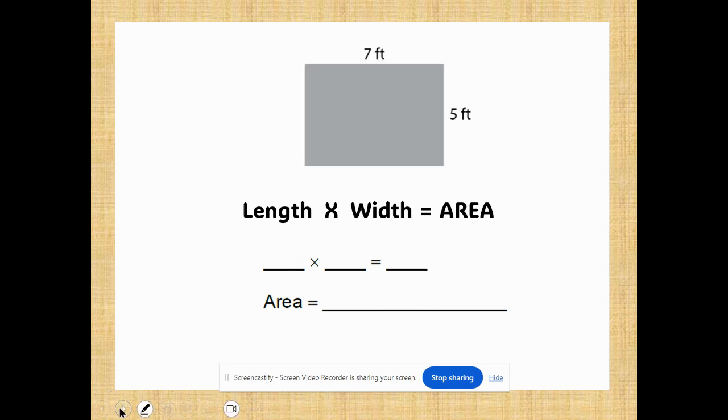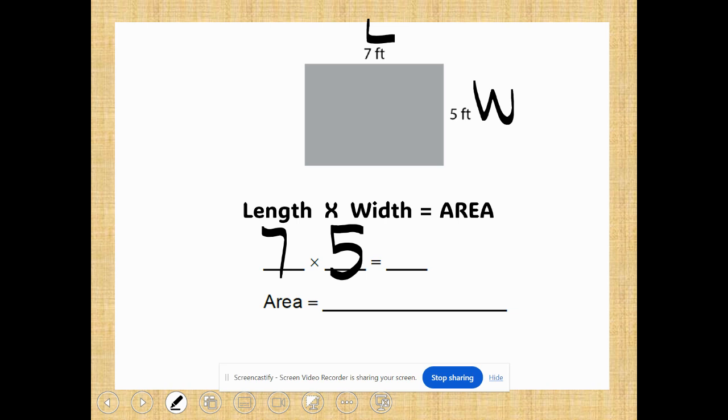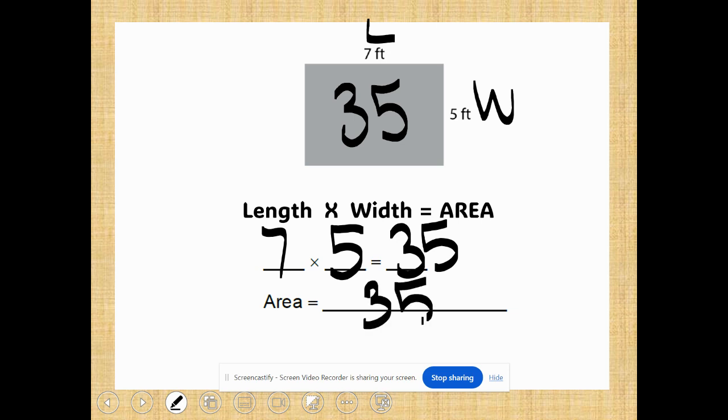All right, let's try another one. Again, length times width equals area. If I can remember that formula, I can solve for area. So length times width. So I'm going to say 7, which is my length. My width is 5, so 7 times 5, right? 7 times 5 is 35. That's what's on the inside of this shape, 35. So the area here is 35.